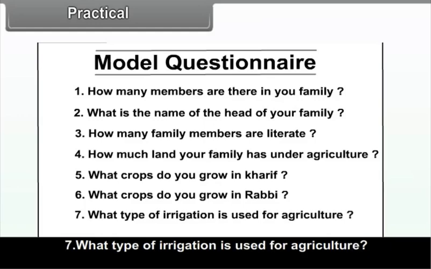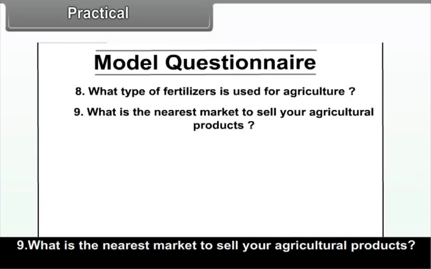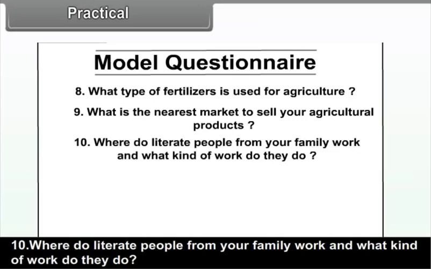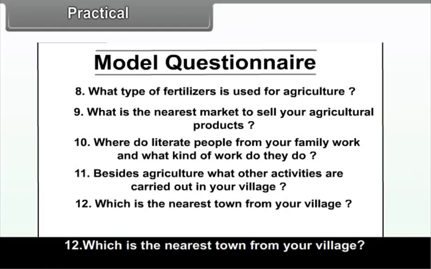What type of irrigation is used for agriculture? What type of fertilizers are used for agriculture? Which is the nearest market to sell your agricultural products? Where do literate people from your family work and what kind of work do they do? Besides agriculture, what other activities are carried out in your village? Which is the nearest town from your village?